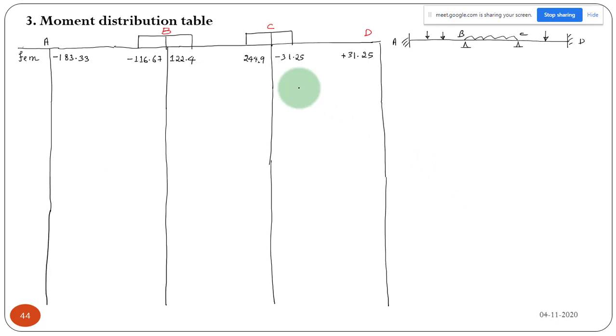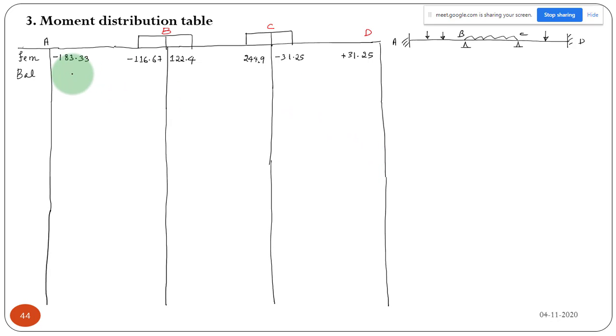And if you see joint B, it is not balanced. There is an unbalanced moment of 122 minus 116, plus 6. And at C we have a huge unbalanced moment, 244 minus 31, so approximately 210 kilonewton meter. So we have to balance joint B as well as joint C. Both joints are unbalanced, and we cannot do any initial balancing, so you have to use the conventional procedure.